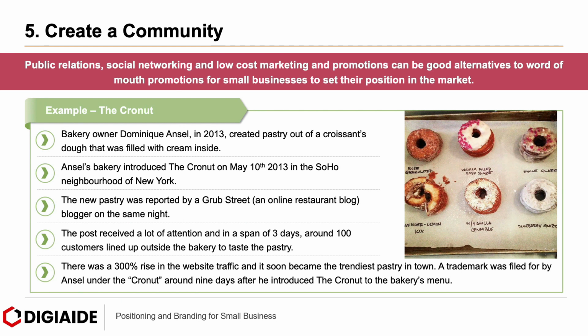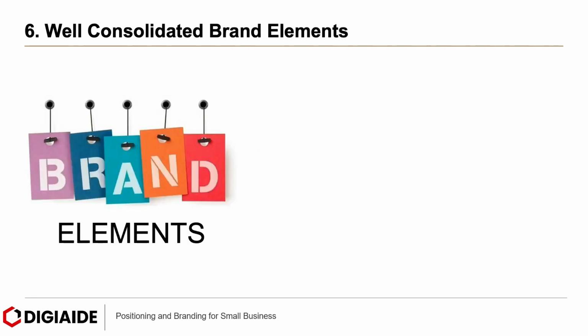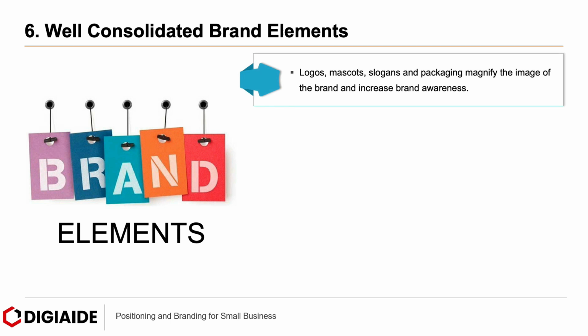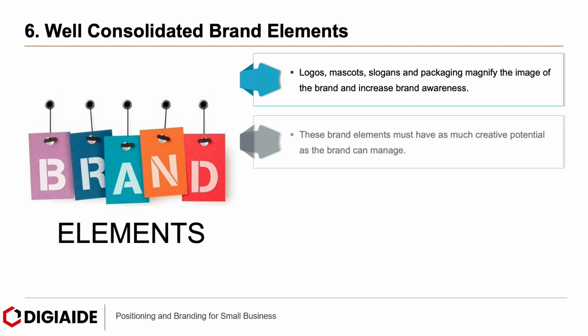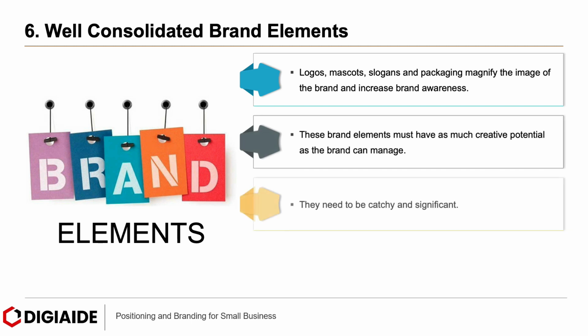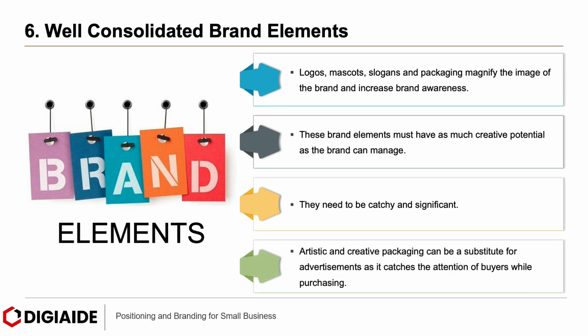A trademark was filed for by Ansel under the Cronut around 9 days after he introduced the Cronut to the bakery's menu. And finally, the strategy of well-consolidated brand elements. Logos, mascots, slogans, and packaging magnify the image of the brand and increase brand awareness. These brand elements must have as much creative potential as a brand can manage. They need to be catchy and significant. Artistic and creative packaging can be a substitute for advertisement as it catches the attention of buyers while purchasing.